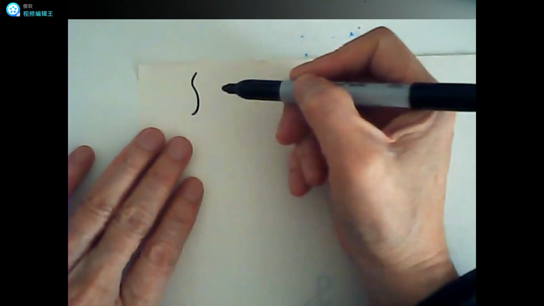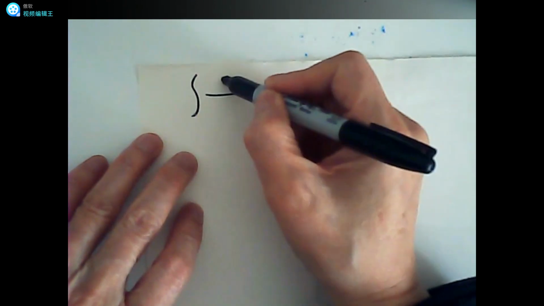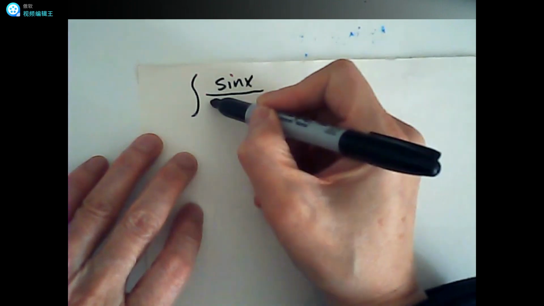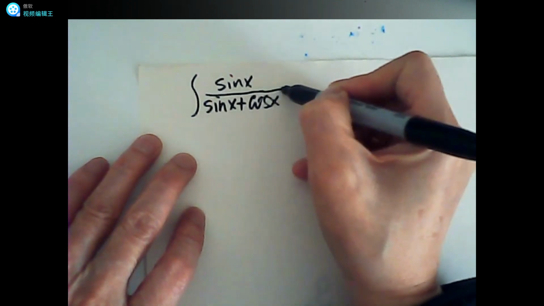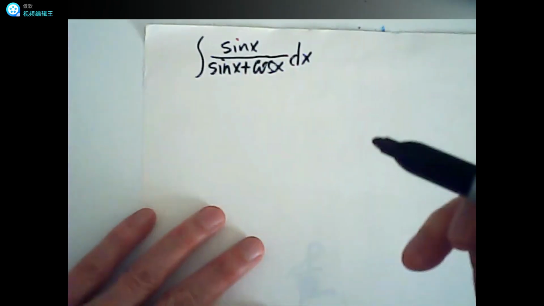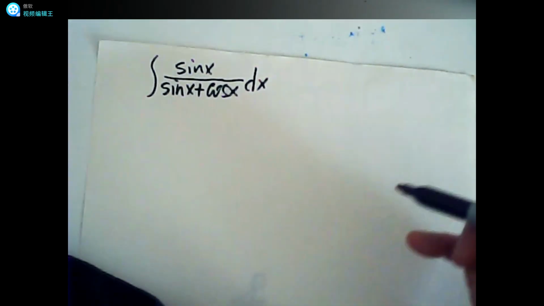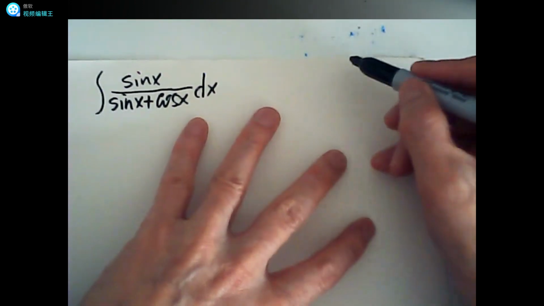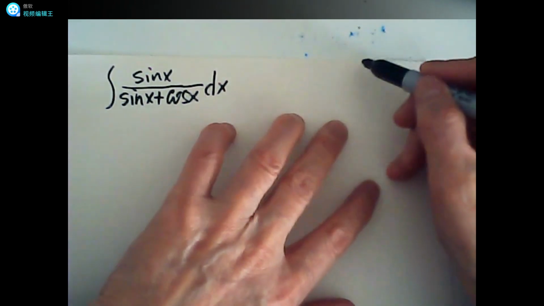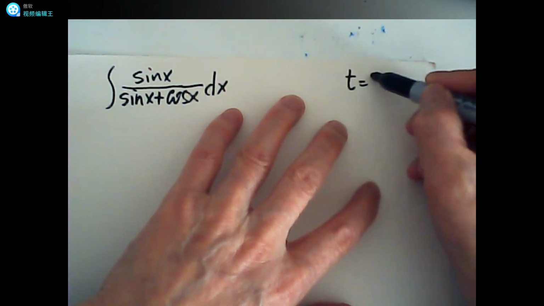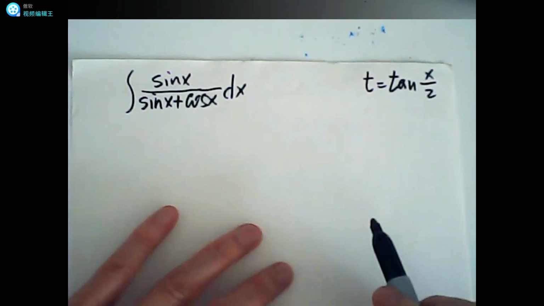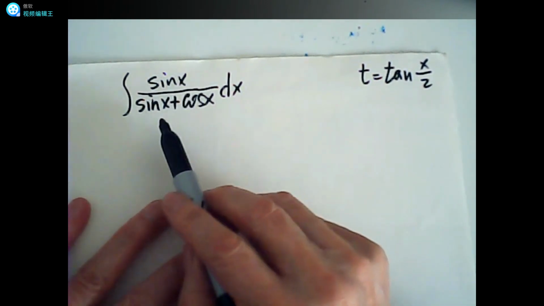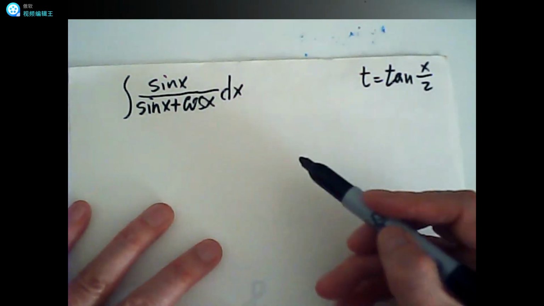Method 2. This is the integral of sine x plus cosine x dx. Now, the second method is using substitution, right? That you should be familiar with. We'll let t be tangent half x. Then we convert sine x, cosine x, and dx into t.